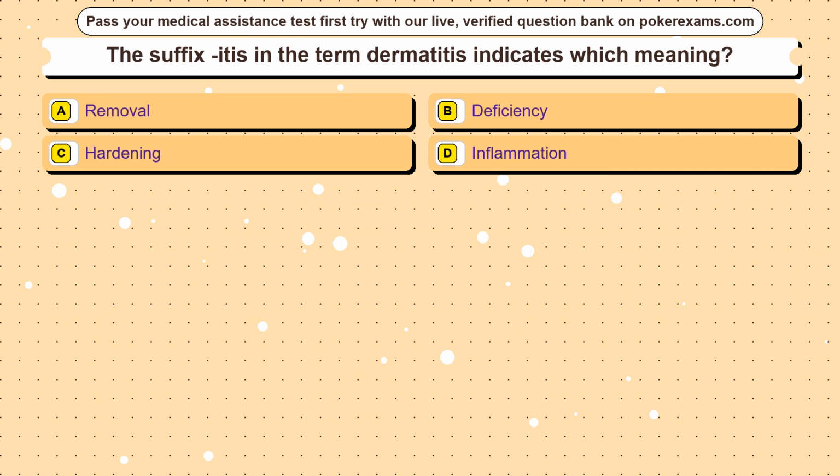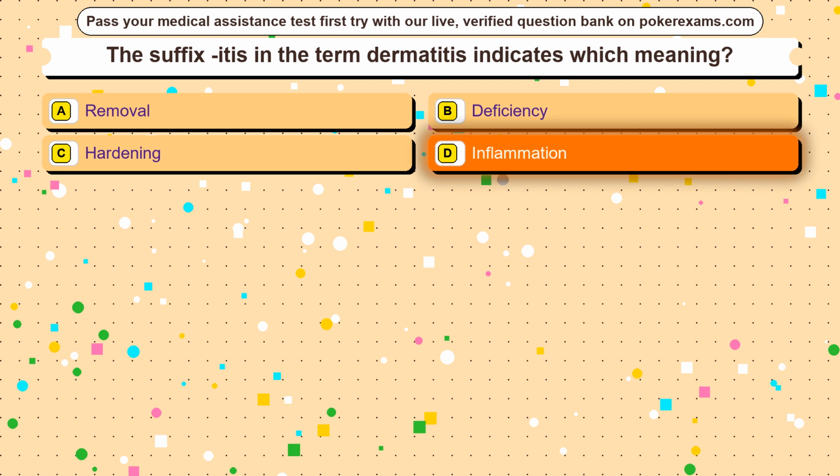Question 10. The suffix itis in the term dermatitis indicates which meaning? Option A. Removal. Option B. Deficiency. Option C. Hardening. Option D. Inflammation. The correct answer is option D.